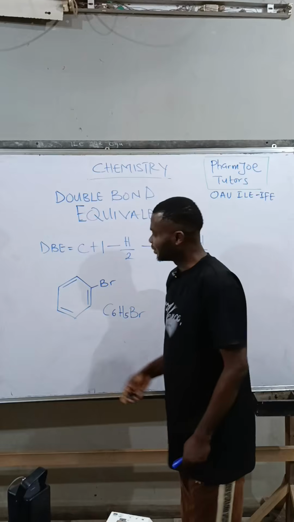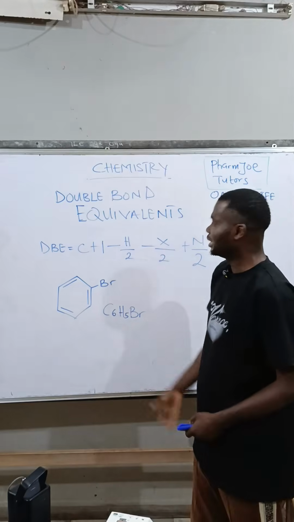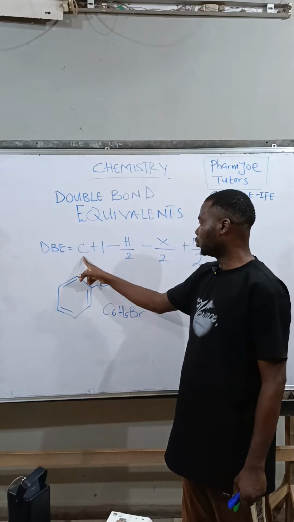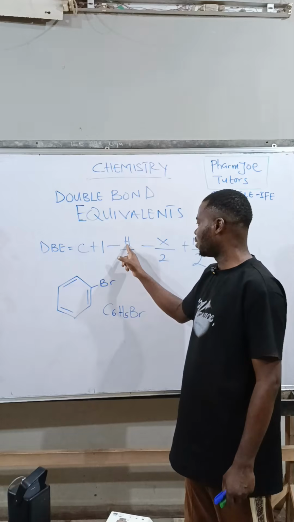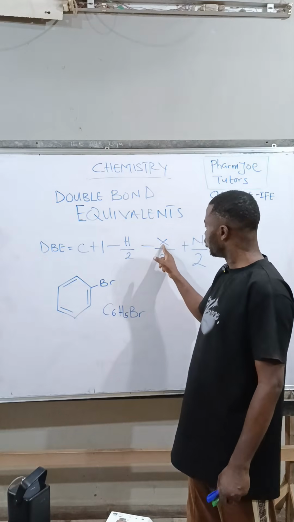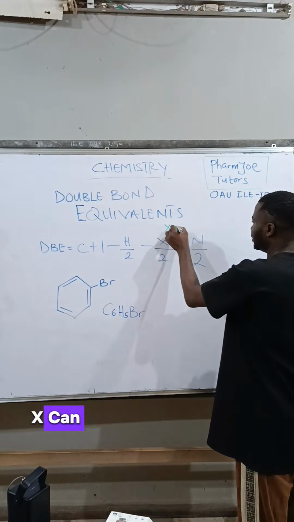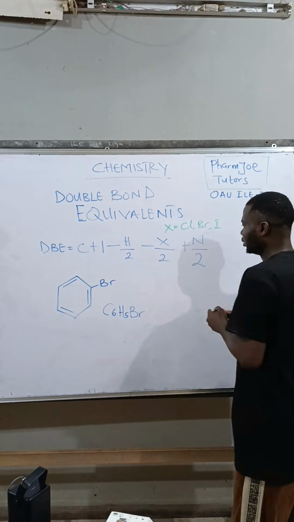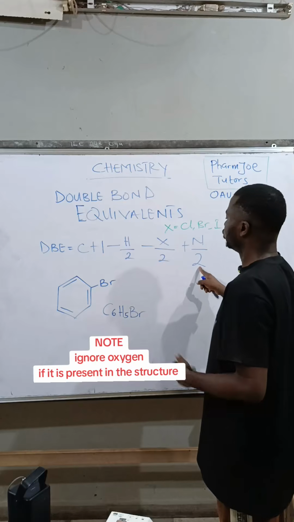Double bond equivalence. To solve questions related to this, the first thing is that there's a formula. Thank God for a formula. Double bond equivalence equals number of carbon plus 1 minus number of hydrogen over 2 minus number of halogen over 2. Your X is halogen. X can be chlorine, bromine, iodine, and like that. So plus n, the number of nitrogen, over 2.